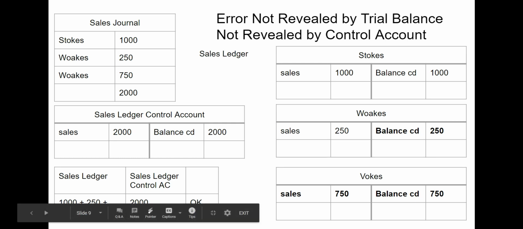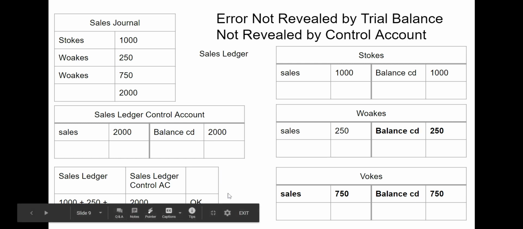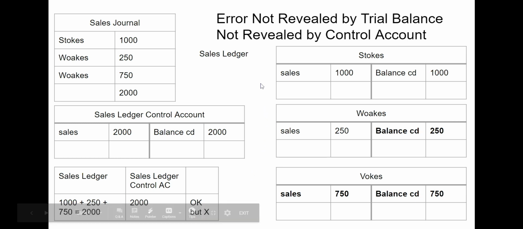So when we look at how much the sales ledger says is owed to the business, well, that says the business is owed 2,000, 1,250, 750. Sales ledger control account also says that the business is owed $2,000. So on the face of it, it looks okay. It looks like the information that we've got is right.